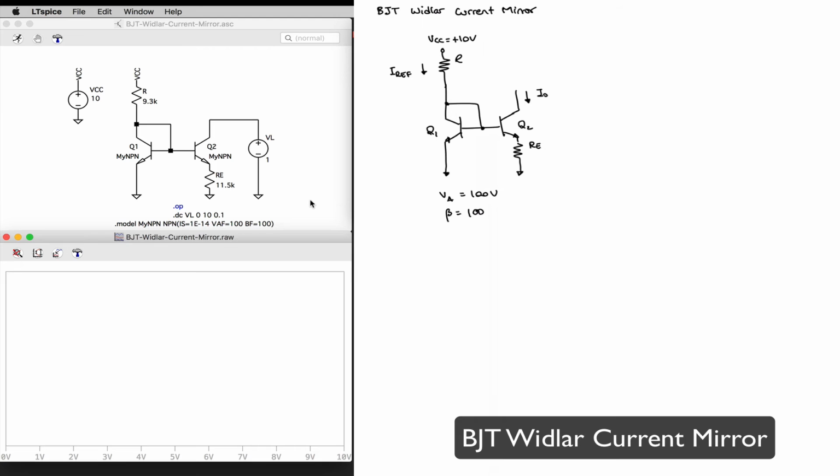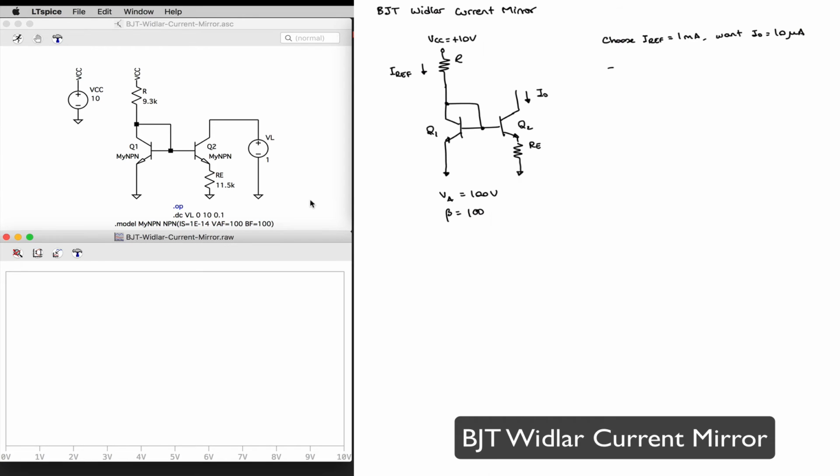Let's imagine just as before, I want my source to be 10 volts. I'm going to assume my Early voltage to be 100 volts, my beta value for the transistors to be 100. And let's say I choose my IREF to be 1 milliamp. And I want to design my source for an output current of 10 microamps.